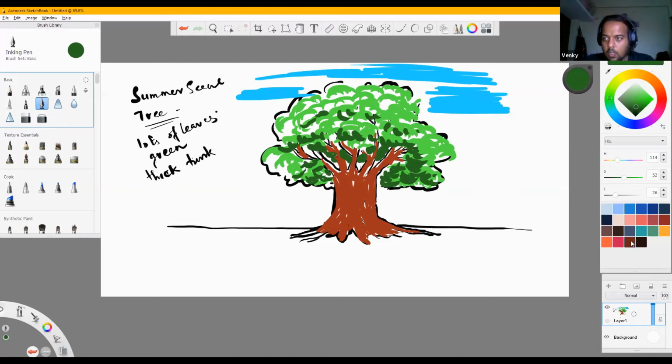And then because the underside is under shade, the trunk will be slightly darker.